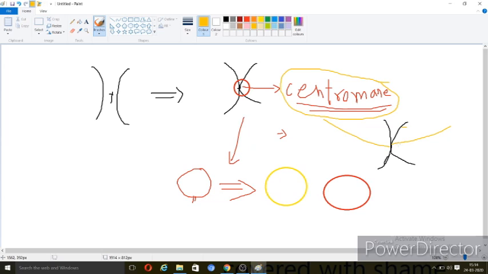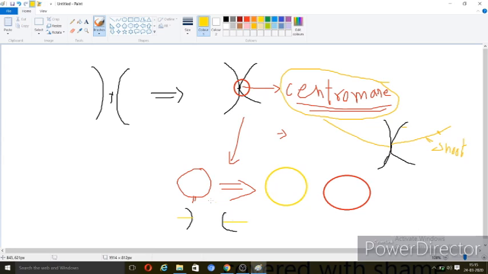Now, during cell division, what happens is this: the spindle fiber will get shortened. Once it becomes short, these two chromatids will get separated. In this way it will be separated, and in this way another will get separated. Why? This is because the spindle fiber is getting shortened.